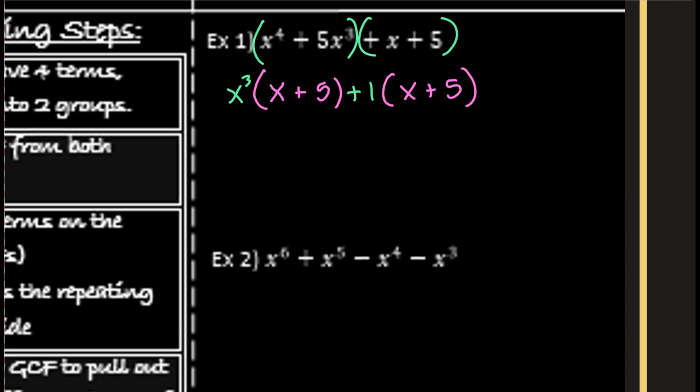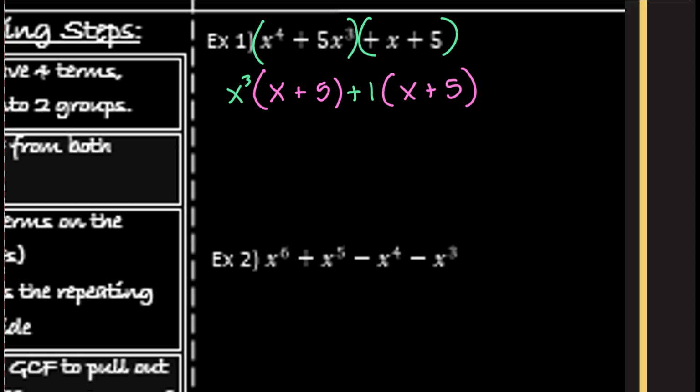What do you notice? The inside of the parentheses is the same. This is how you know you're doing this correctly. If the insides of your parentheses are the exact same, you're doing this right. If they're not, you need to stop and back up. So here, x plus 5 is the same in both. I know I'm doing this correctly.